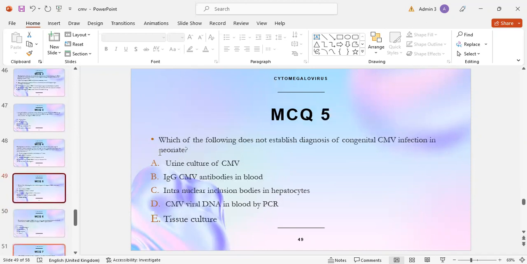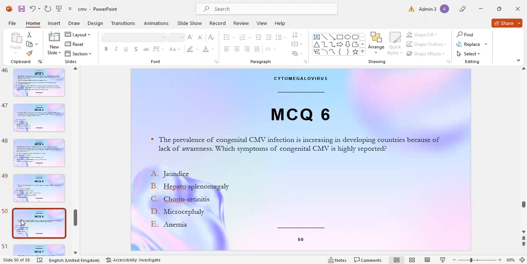MCQs number 5. Which of the following does not establish diagnosis of congenital cytomegalovirus infection in the neonates? Option A is urine culture of cytomegalovirus. Option B is IgG CMV antibodies in the blood. Option C is intranuclear inclusion bodies in the hepatocyte. Option D is CMV viral DNA in blood by PCR. Option E is tissue culture. Yes, B is the right answer.